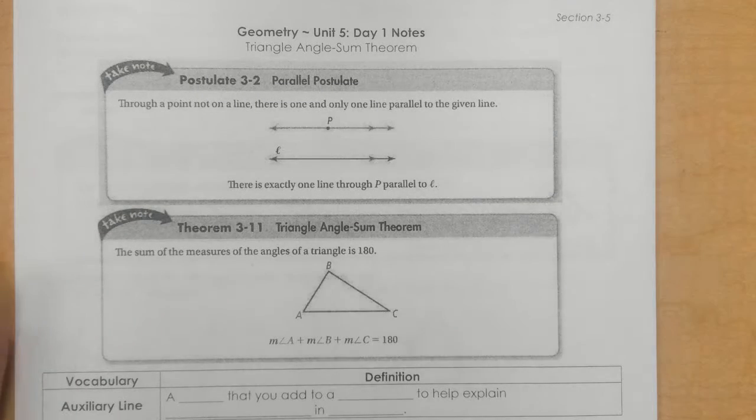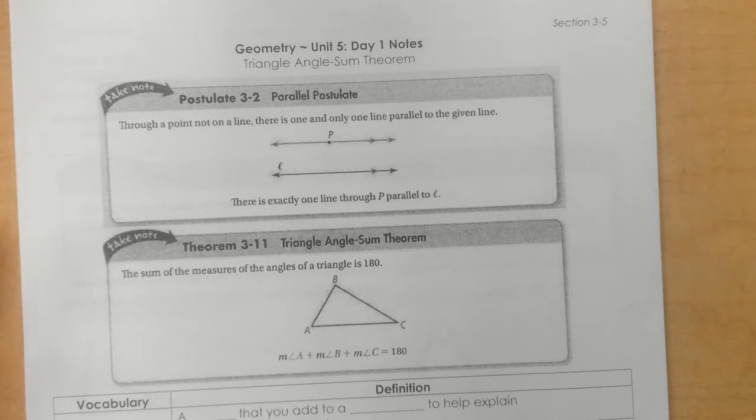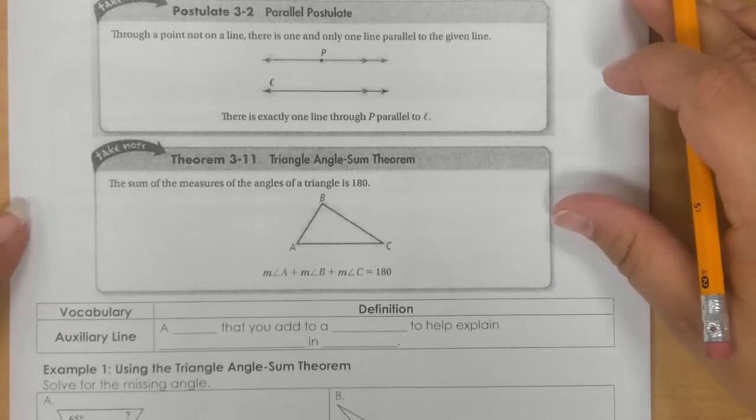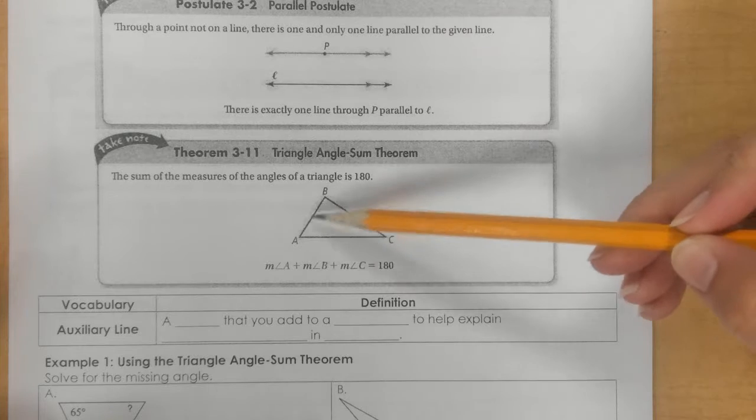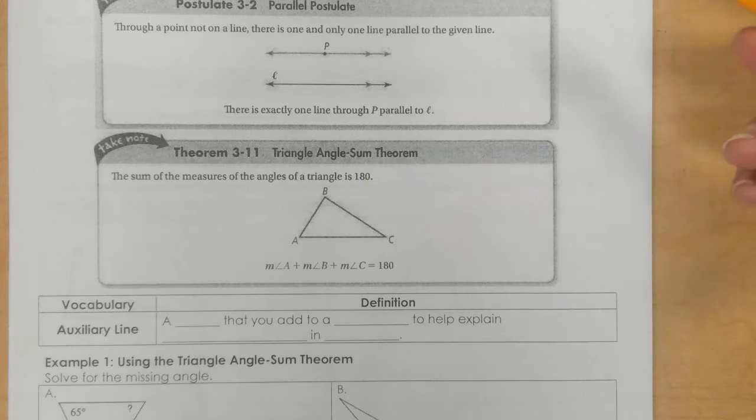For Unit 5, Day 1 notes, we're going to talk about the triangle angle sum theorem. This theorem just says that all angles add up to 180 degrees. And that is for any triangle you are given. The sum of all angles should be 180 degrees.